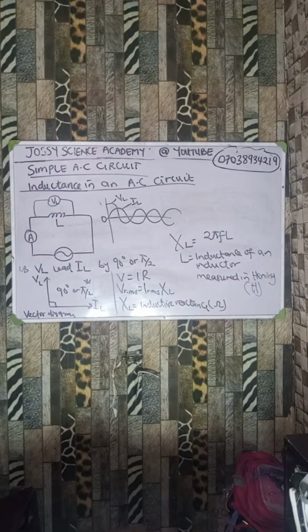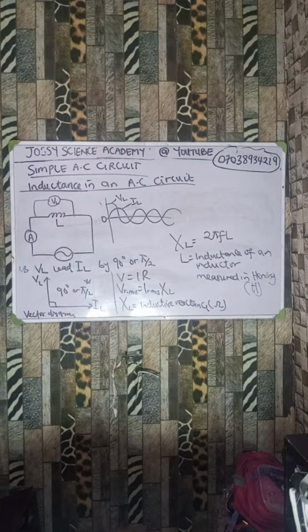Inductive reactance is an opposition offered by an inductor. And because it's an opposition, it is also measured in ohms, right? Which is also the unit of resistance. So if I ask to calculate this inductive reactance, it is equal to 2 pi FL. What is L? Inductance of an inductor, which is also measured in Henry, H. Do you understand? And most times it is kept in millihenry.